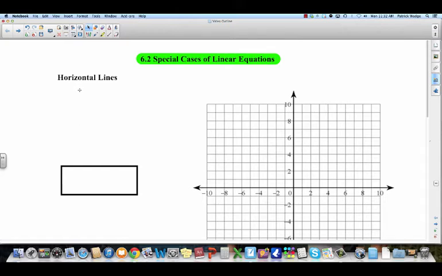What you should know about horizontal lines is that for a horizontal line, remember horizon, it's this direction, from left to right. All the points on the line have the same y value.